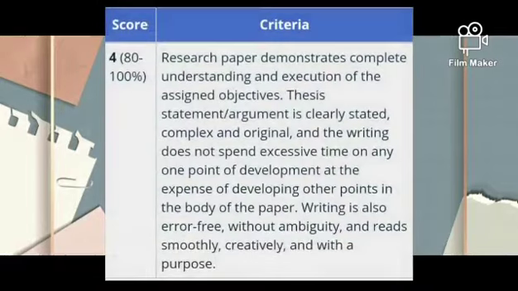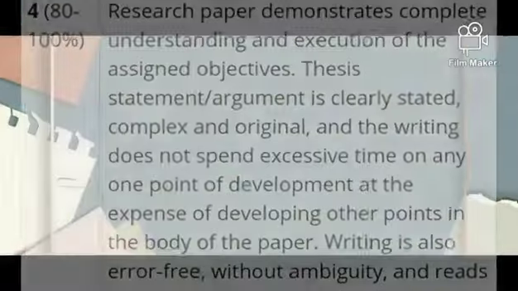Here is an example of a holistic rubric. The first column shows the score and its percentage, while the second column shows the criteria. If the research paper demonstrates complete understanding and execution of the assigned objectives, then the score would be 4 and its percentage would be 80 to 100%.